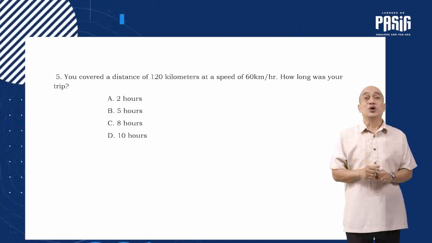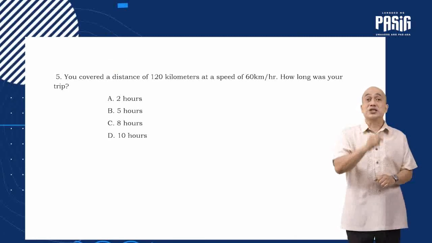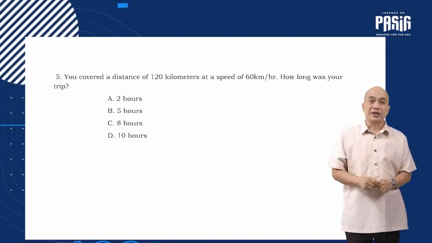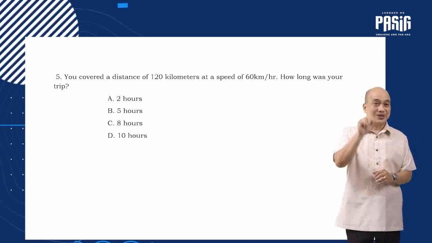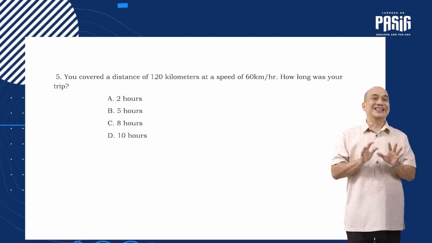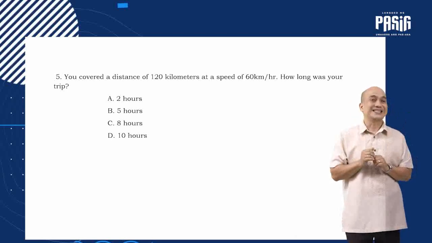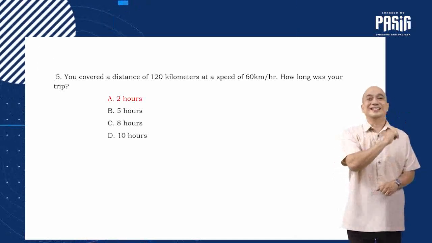Number 5. You covered a distance of 120 kilometers at a speed of 60 kilometers per hour. How long was your trip? A, 2 hours. B, 5 hours. Letter C, 8 hours. And letter D, 10 hours. Answer please. Very good. Letter A, 2 hours.